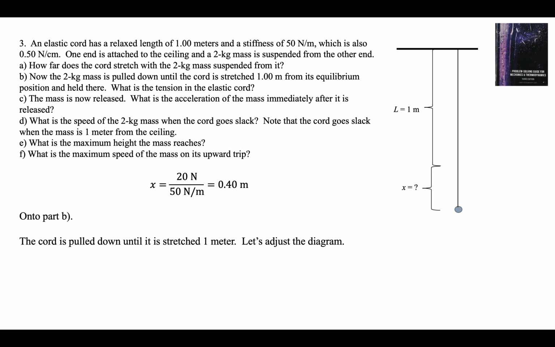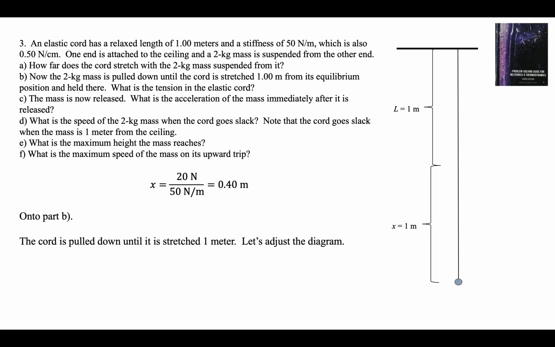On to part B. Now the cord is pulled down until it's stretched 1 meter. So let's adjust this diagram. Move the mass down. x is 1 meter. The total length of the cord is 2 meters. Somebody's holding it there. When they let go, it's going to go flying.